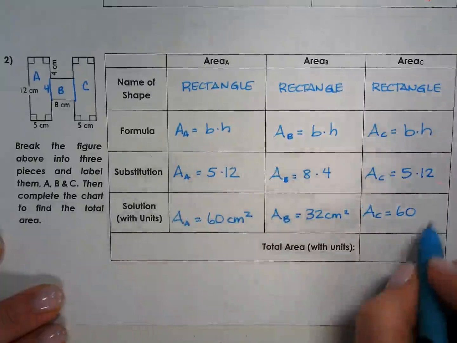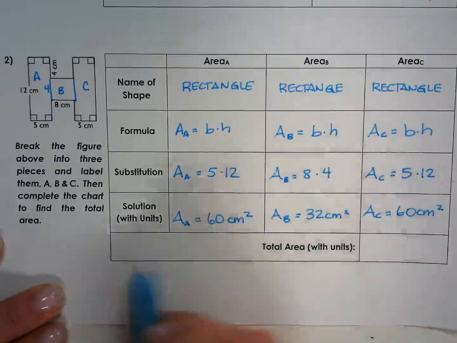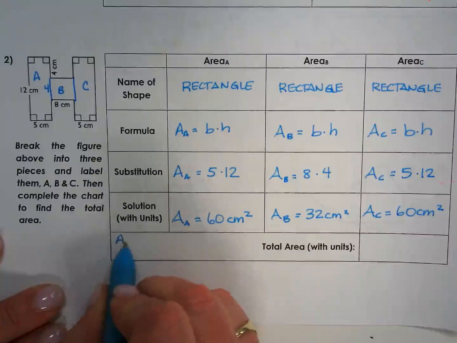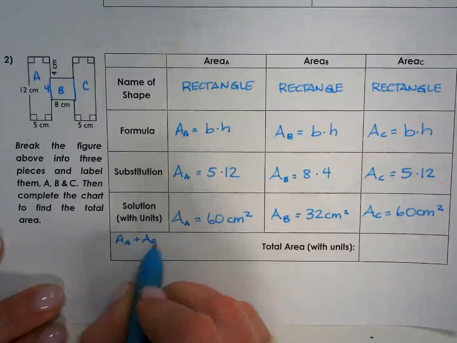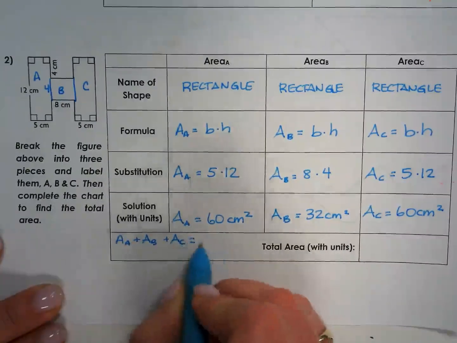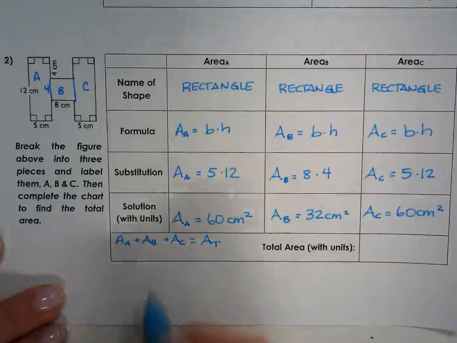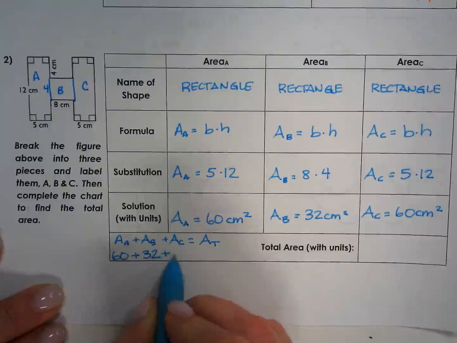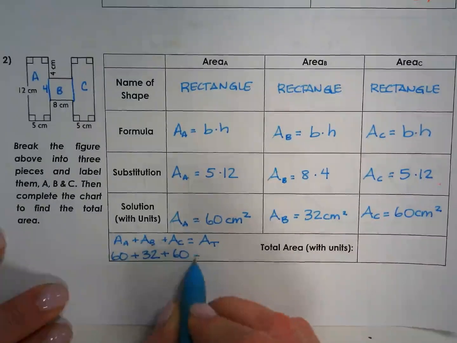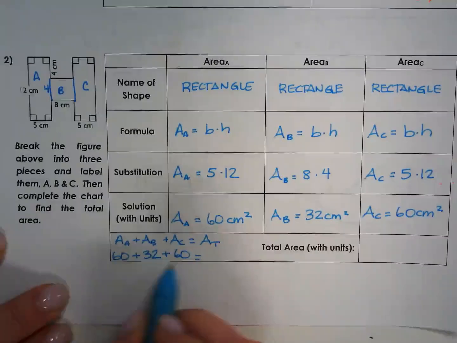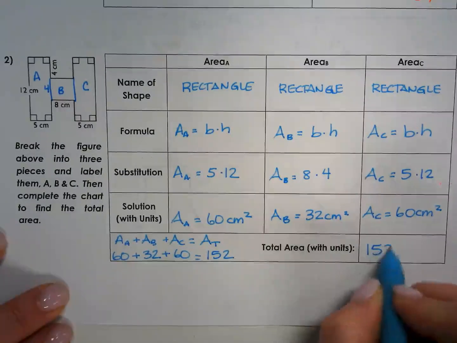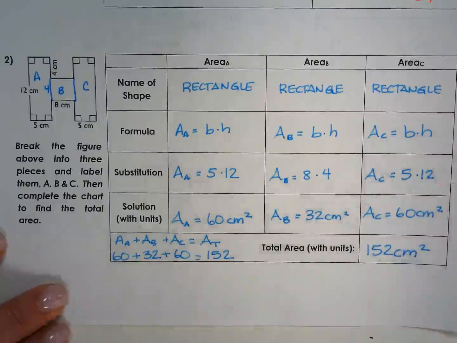And again, centimeters squared. Now to get the final area, we got to add them all together. So area of A plus area of B plus area of C will equal the total area. And area of A is 60, B is 32, and C is 60. So the total area ended up being 120 plus 32, which is 152. So 152 centimeters squared. Okay.